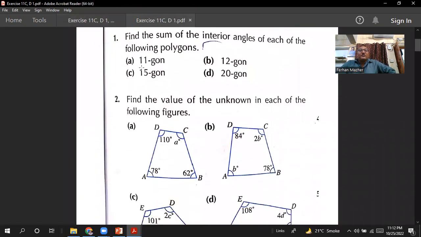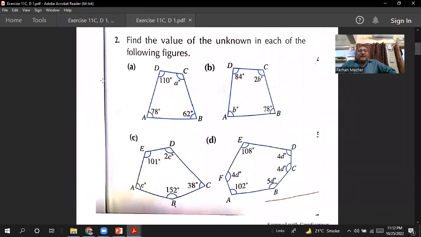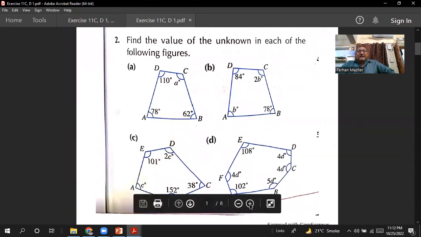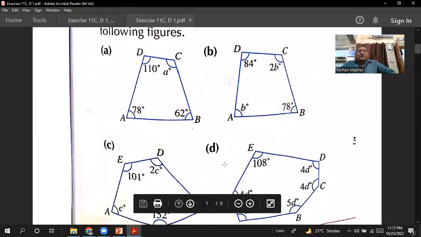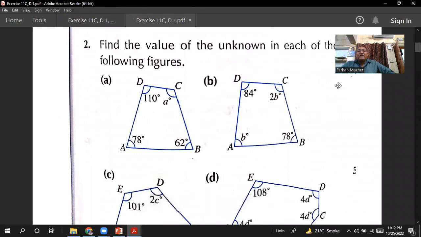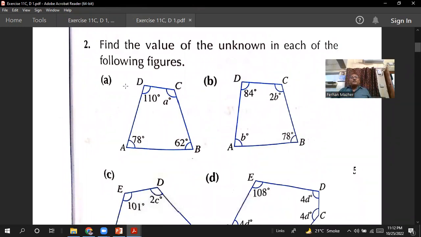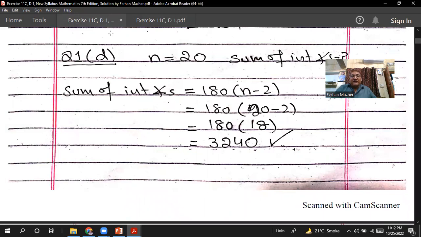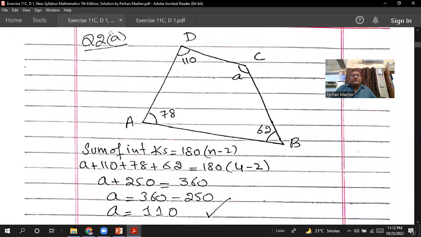So now we are going to the next question. Here in question number 2, let me increase the size so you can see it more clearly. Question number 2, and it's A part. The question is, find the value of the unknown in each of the following figures. So the first figure is a four-sided polygon. We call it a quadrilateral, a four-sided polygon. So one angle is 110, the other is A, the other is 62, the fourth one is 78. So we know that the sum of the internal angles of a quadrilateral.